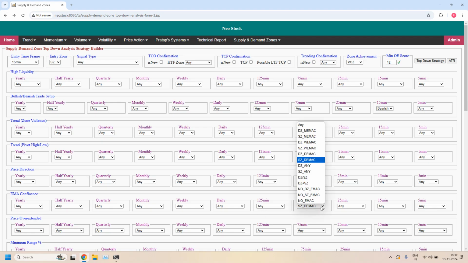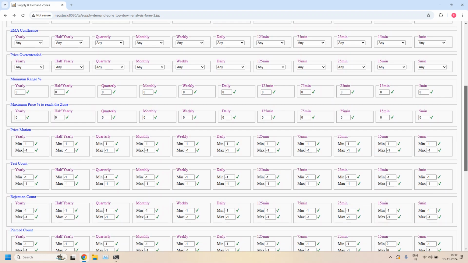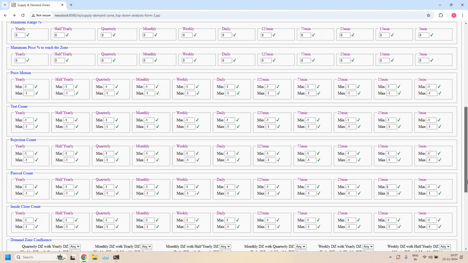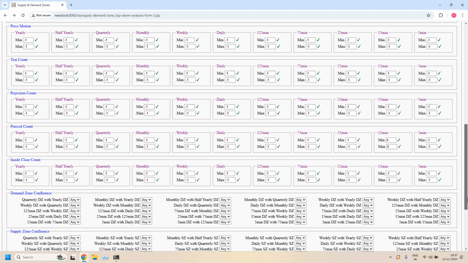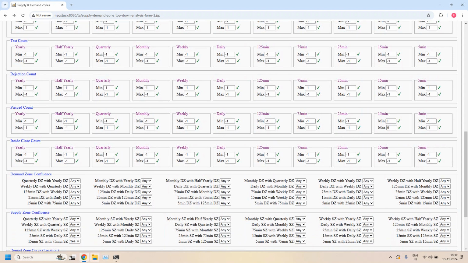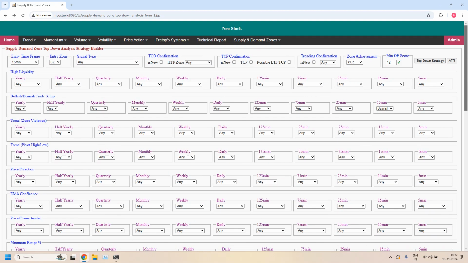Okay, fine. Now I am removing this EMA filter. Next, let's verify LTF, ITF, HTF supply zone confluence. That is 15 minutes with daily, and 15 minutes with 75 and daily supply zone confluence. Already 15 with 75 minutes supply zone confluence is enabled. Next, 15 minutes with daily supply zone confluence, and also 75 minutes supply zone with daily supply zone confluence, with all the three filters.